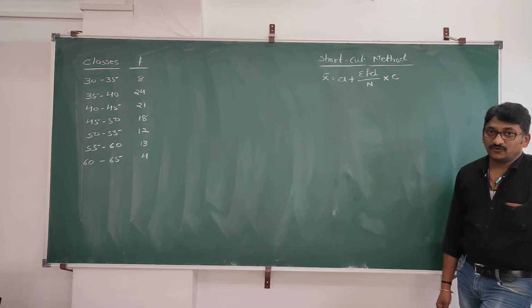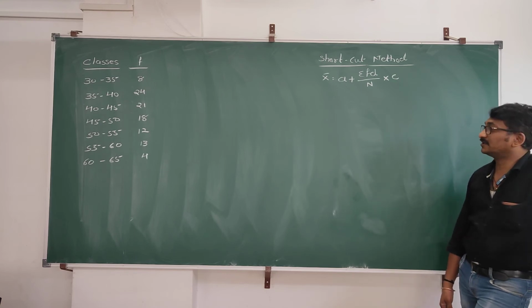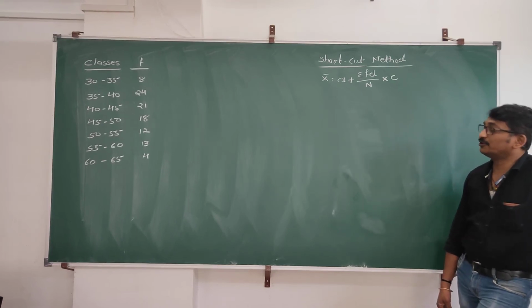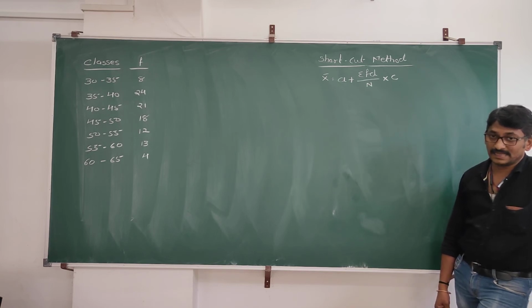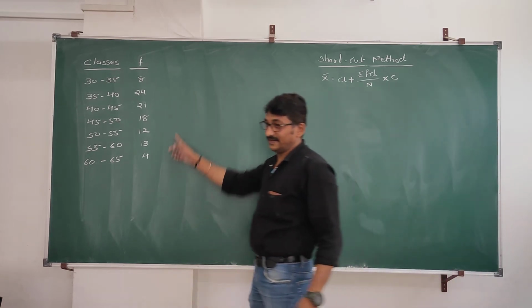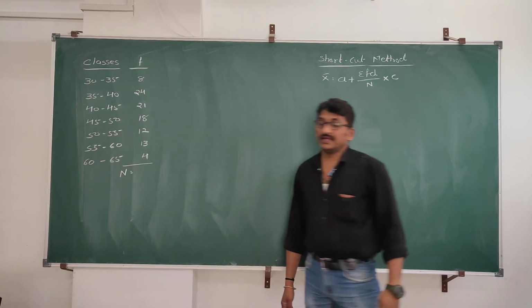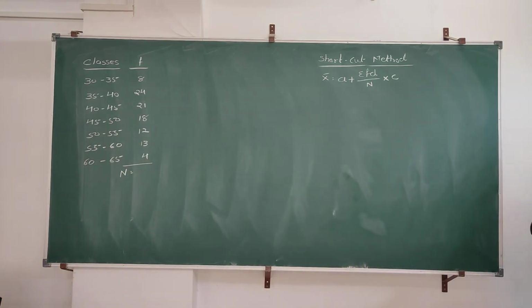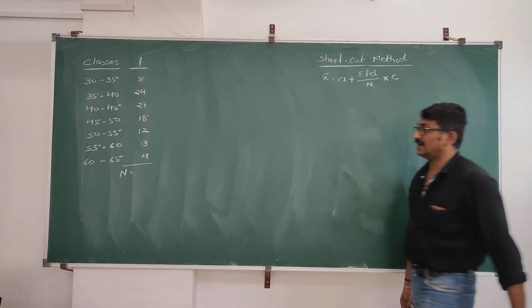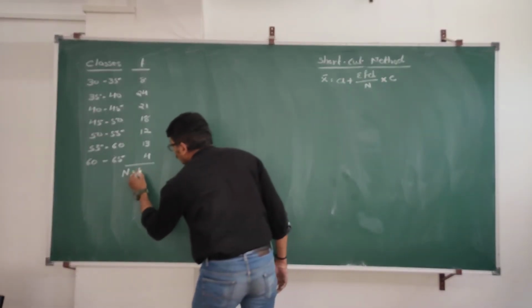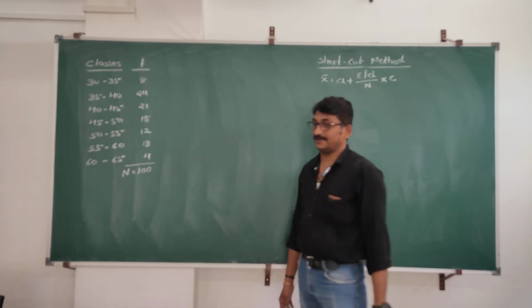We will go as per the formula. Now what do you mean by N? N is nothing but the total of frequency. Make the totals first. The total of frequency is 100.